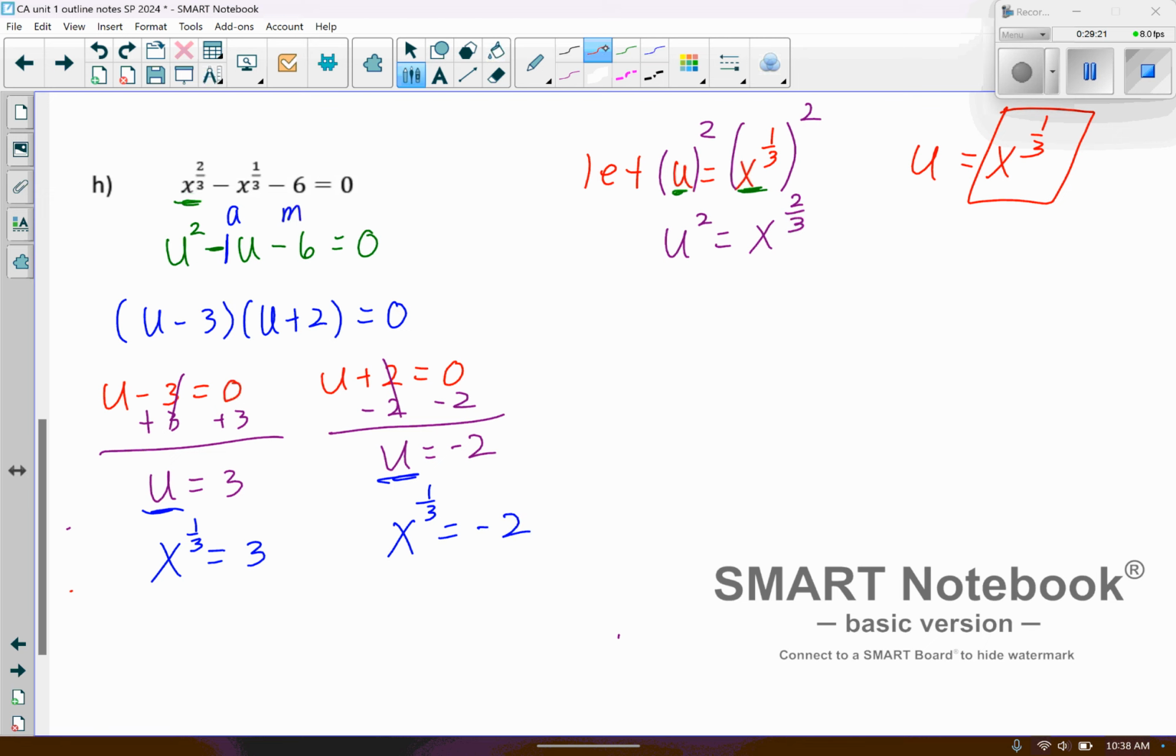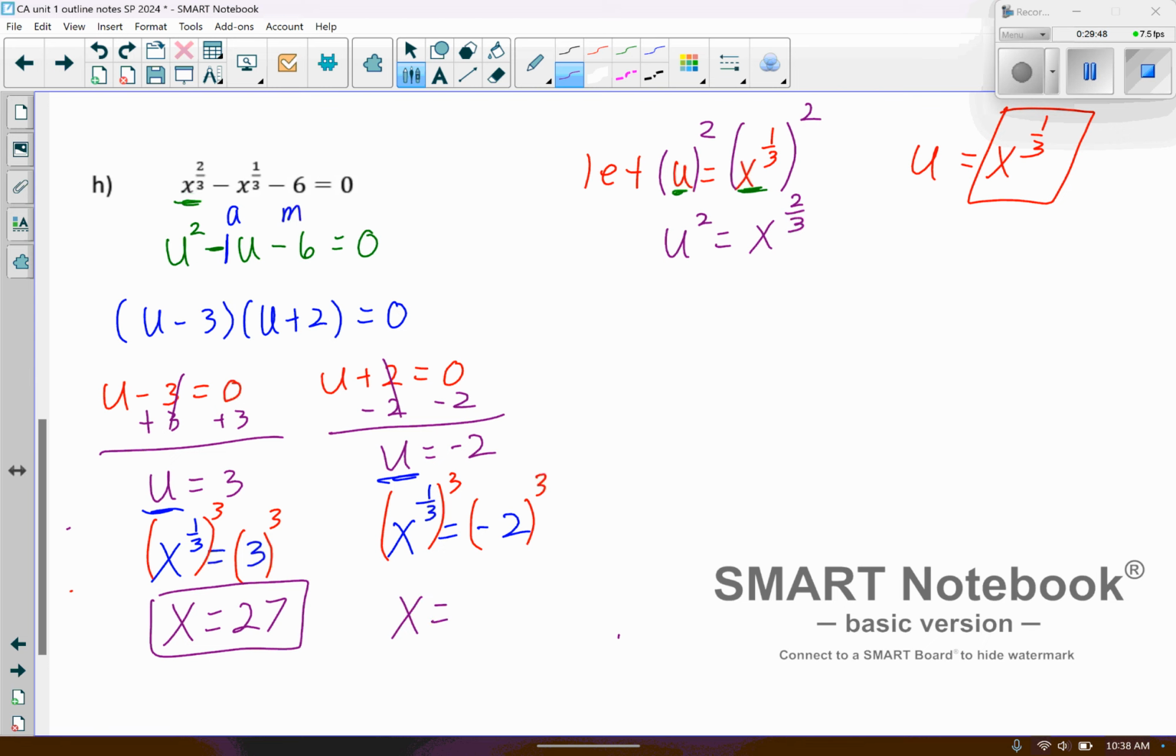And then in order to solve this, you raise both sides to the reciprocal, which in this case is actually going to be a little bit easier. It's just going to be a 3. You're just going to cube both sides. And so this is going to reduce to x equals, and then 3 to the power of 3 is 27. There's one of your solutions. And then -2 to the power of 3 is going to be -8. -8 right there. And so that's our solution.